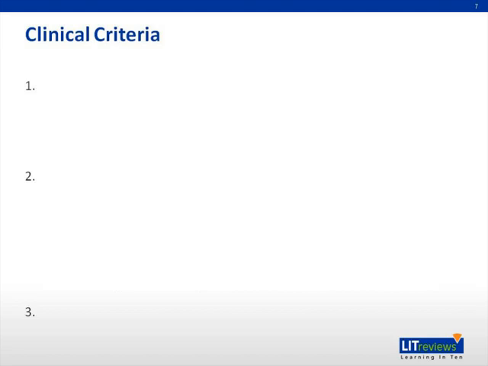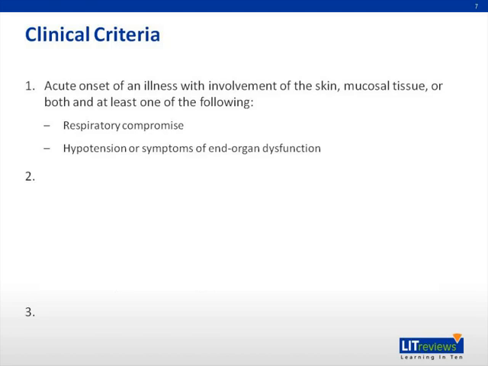Anaphylaxis is likely when any one of the three listed criteria is satisfied. The first criteria includes acute onset of skin and/or mucosal tissue involvement, such as urticaria, itching, or swelling of the lips, eyes, or uvula, with either respiratory compromise or hypotension, or symptoms of reduced end organ perfusion, such as syncope.